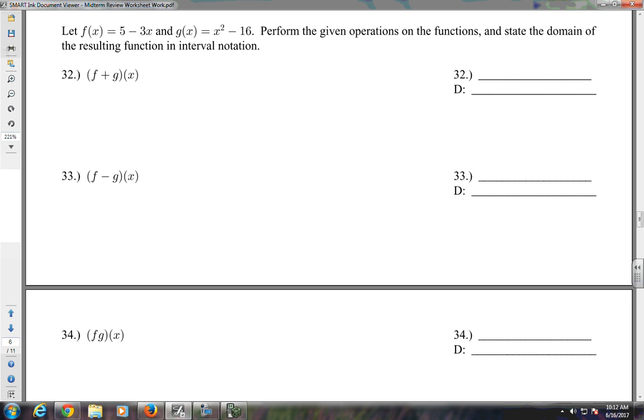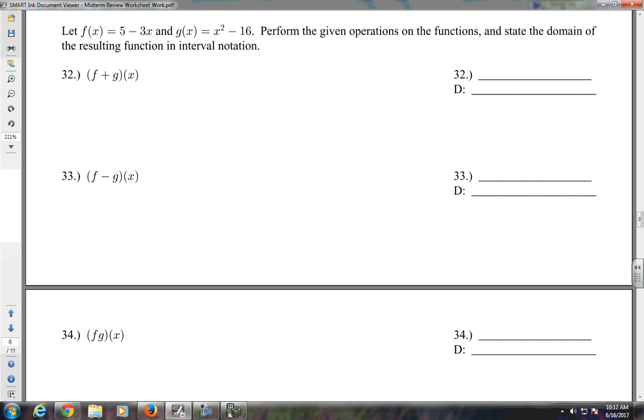I hope you've been working along with me, reversing, fast forwarding, pausing where necessary to make sure you understand these concepts. In this section, starting with problem number 32, we're going to be dealing with operations on functions. Not a hard section. The most difficult thing is just understanding what the notation means.